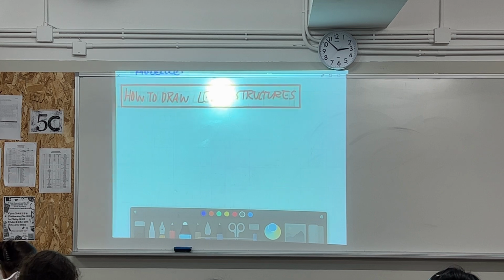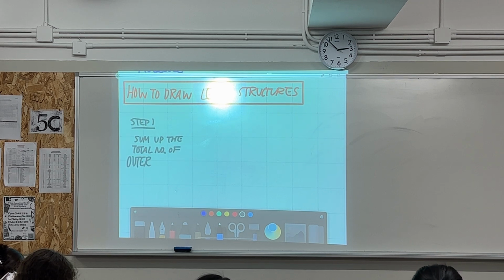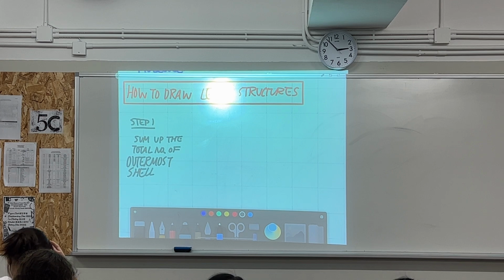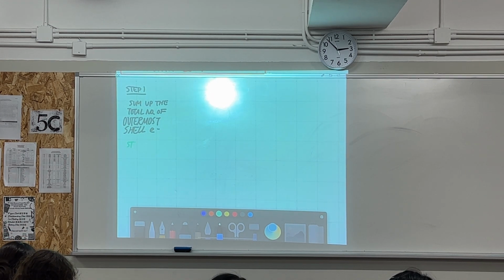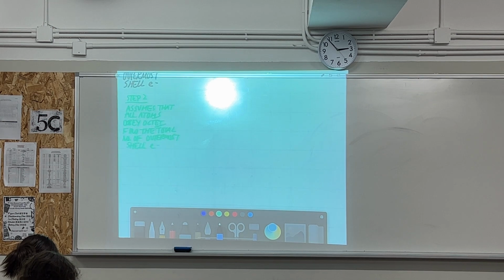Remember, it's a 4-step approach. Step 1 is to sum up the total number of outermost shell electrons. Step 2 is to assume that all atoms obey the octet rule. Figure out how many electrons there would be in the outermost shell, so assume that all atoms obey octet, and find the total number of electrons. Don't worry, I have examples on the right to show you. And then we are not done. 2 more steps to go.